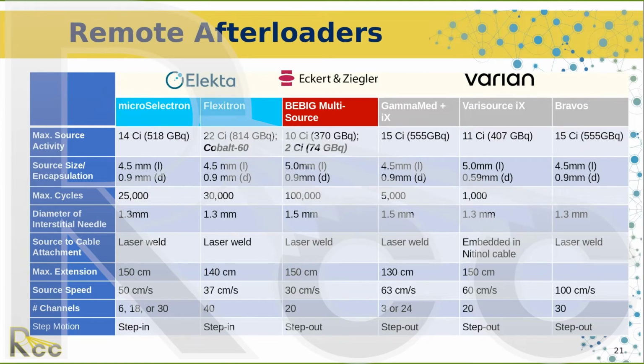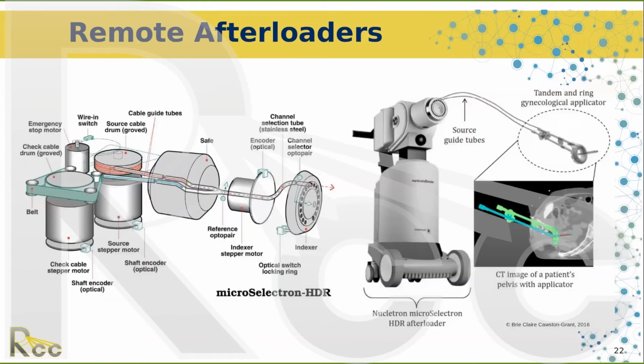And I know that there is another Eckert and Ziegler, the Saginova, but I think the biggest thing is the fact that the Flexitron and Eckert and Ziegler models can provide cobalt 60. So the rest of these are iridium afterloaders, but the Eckert and Ziegler and Elekta can be cobalt afterloaders, and I think cobalt has a lot of advantages.